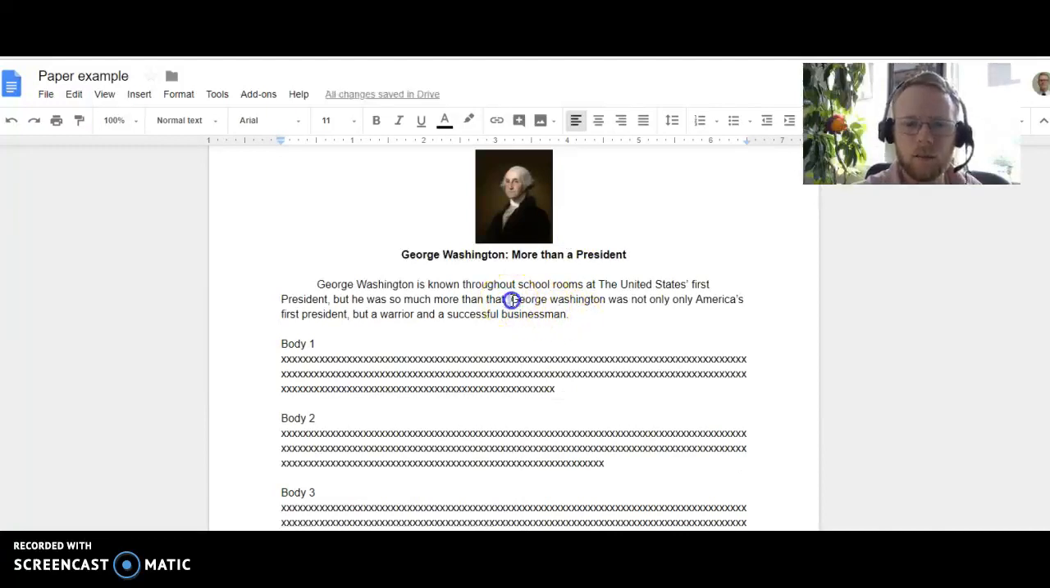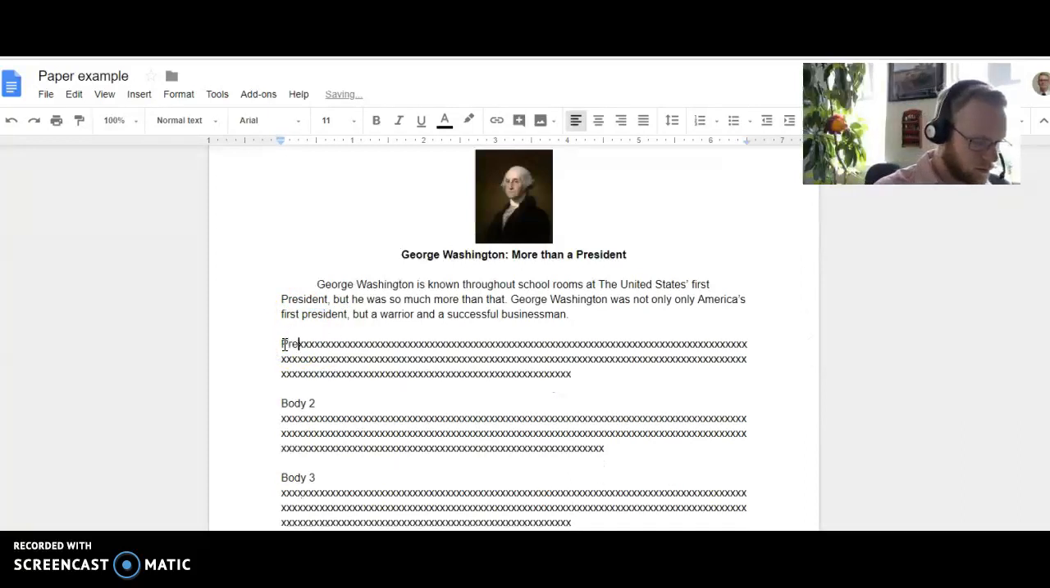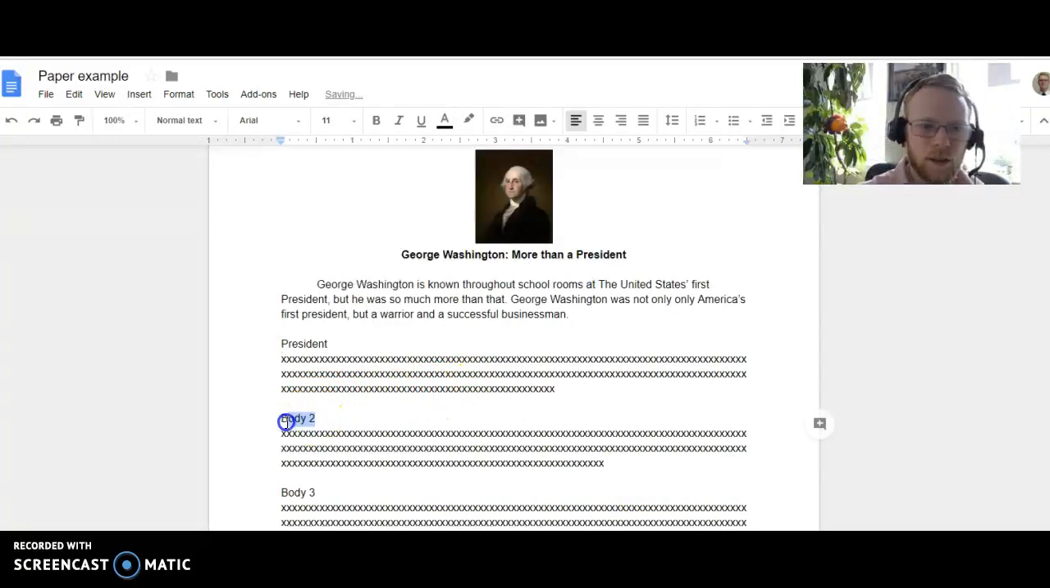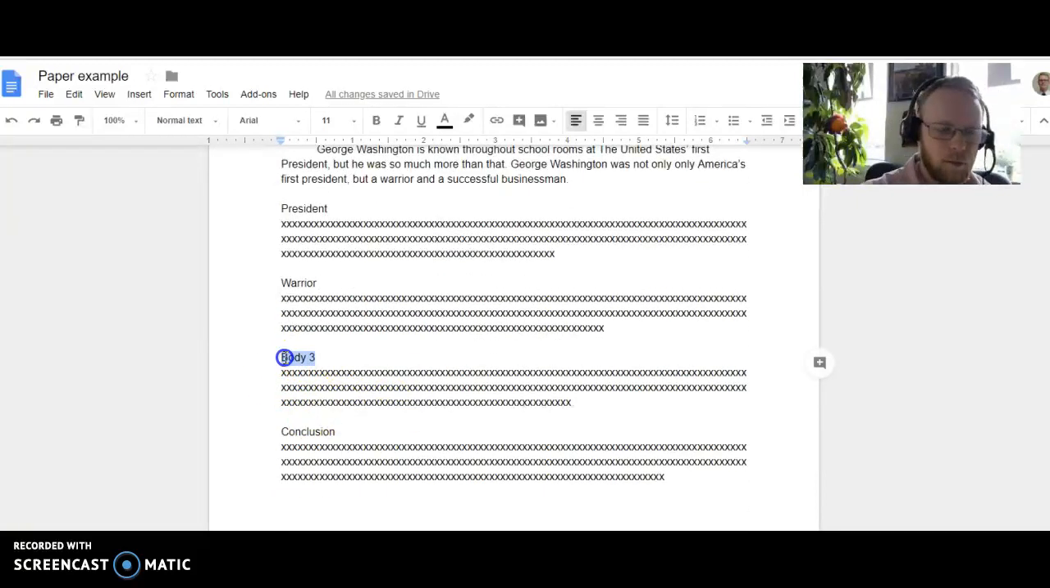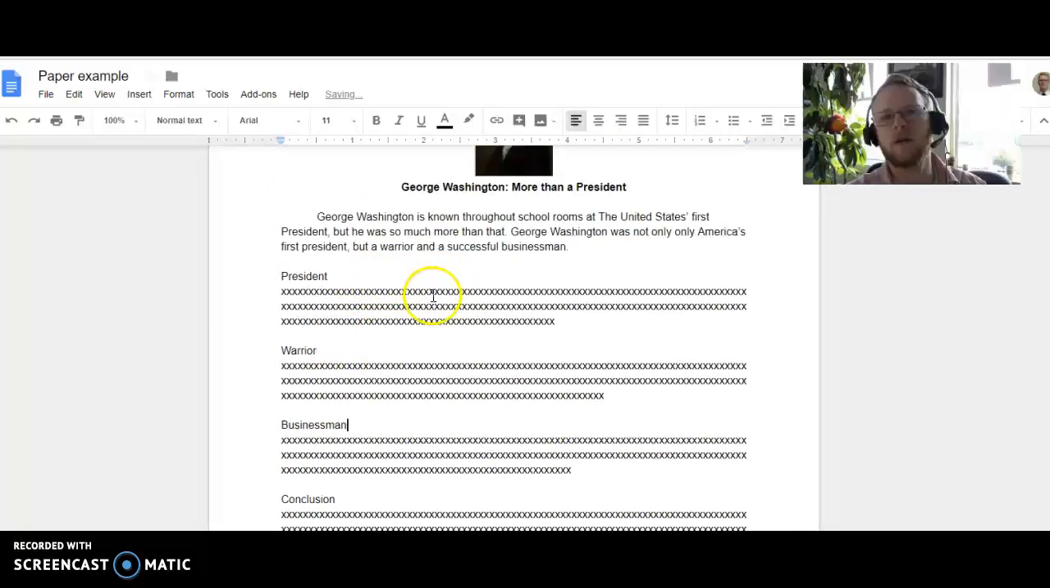is this is my thesis statement that is going to tell me what all three paragraphs are going to be about. Not only was he America's first president, so this body paragraph is going to be about him being a president. We know that he's going to be a warrior and a businessman. So now I know what each paragraph is going to be about.